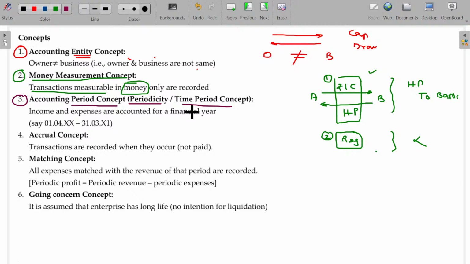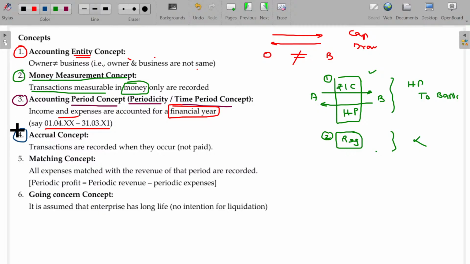So that's why the periodicity concept is very, very important. We usually calculate the profit and loss for a period named as financial year, starting with the 1st April and ending with the 31st March in India. It may be different in some other countries. In the USA, it's always the calendar year, starting with 1st January, ending with December. Is that okay? Income and expenses are accounted for a financial year. This is called periodicity concept. Now let's move on to the next one.